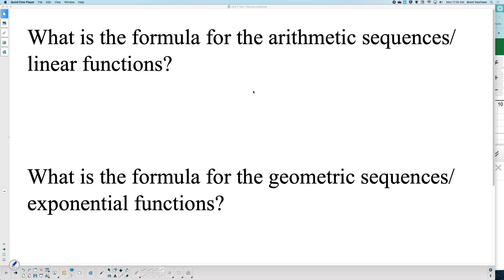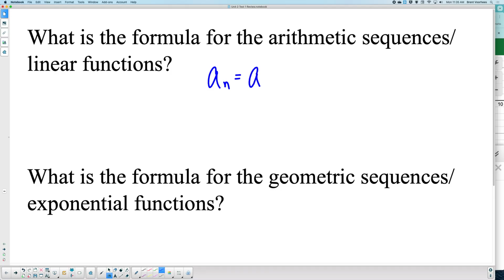When we started on lesson 2.1 and then 2.2, we talked about arithmetic sequences in lesson 2.1, and then we compared them to linear functions in lesson 2.2. What I want you to remember is that for an arithmetic sequence, our formula was a_n equals a_k plus d, where d is the common difference, times n minus k. That was your arithmetic sequence formula.